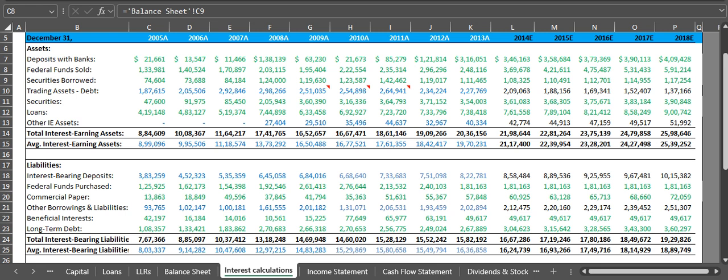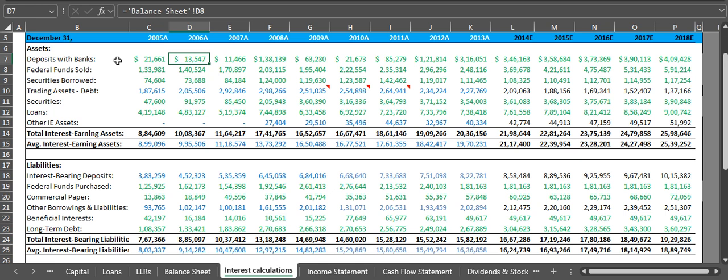For the investment bank there are different sources of revenue, like deposits with the bank, federal funds sold, securities borrowed, trading assets or debt securities, loans, and other IE assets. There are multiple types of deposits invested into a bank for multiple purposes. Then there are federal funds sold. These are available in the market for selling purposes, so they can be sold in the open market as well.